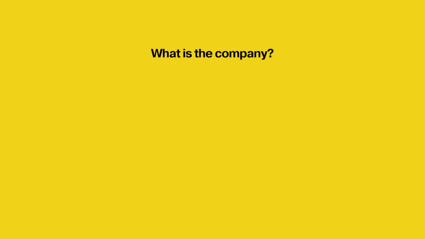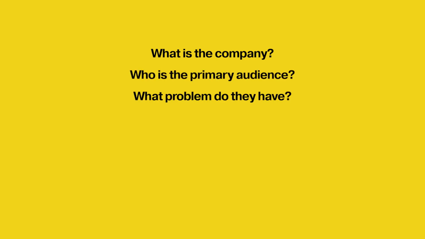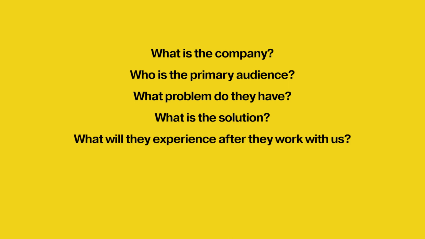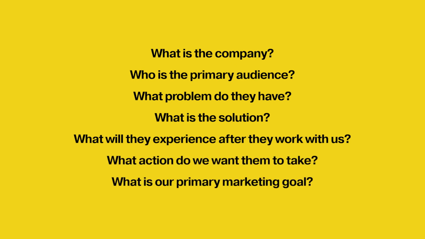So in this condensing the prompt slide, I say make sure to say everything that needs to be said about the brand and no more. A simple rule to follow is answering the following questions as concisely as possible. First question: what is the company? Answer it with as much detail as possible while being reductive. Who is the primary audience? What problem do they have? What is the solution? What will they experience after they work with us? What action do we want them to take? And what is our primary marketing goal?